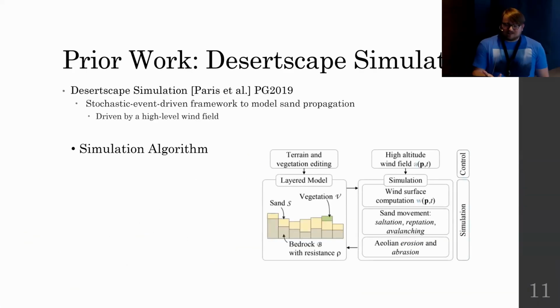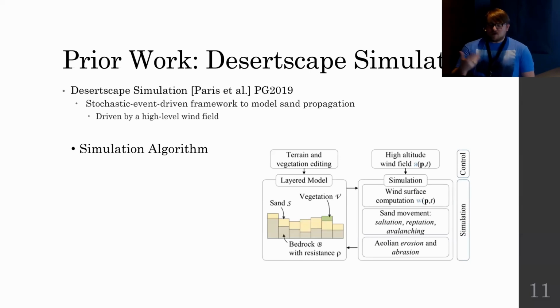So all of this is based on prior work. We identified this work called Desert Shape Simulation, from Pacific Graphics in 2019. However, this was a CPU-based stochastic event-driven framework for modeling sand. It captured some of these types of dunes. The idea with this previous method was to drive everything with a high level wind field. So you could have a 1 kilometer by 1 kilometer grid with some certain resolution, and then you would provide an overarching wind vector for that scene.